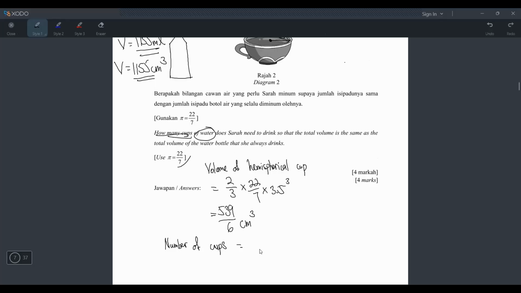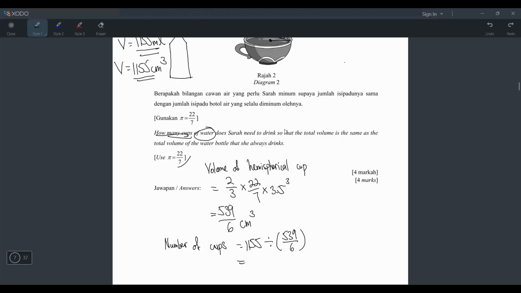is, it will be what? I will take my 1155, and then I will divide with this answer. I will divide with 539/6. Make sure you write the bracket nicely like this. Without the bracket it is wrong. Actually if you write like this, it can also work, but just make sure you put the bracket nicely, because like this it becomes three levels already. If you don't put the bracket, it will be wrong. So just be careful.